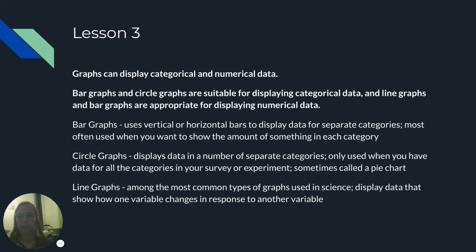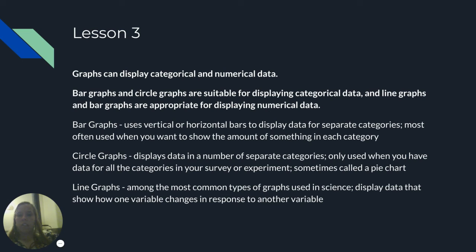Lesson 3, graphs can display categorical and numerical data. Bar graphs and circle graphs are suitable for displaying categorical data, and line graphs and bar graphs are appropriate for displaying numerical data. So bar graphs use vertical or horizontal bars to display data for separate categories, most often used when you want to show the amount of something in each category.